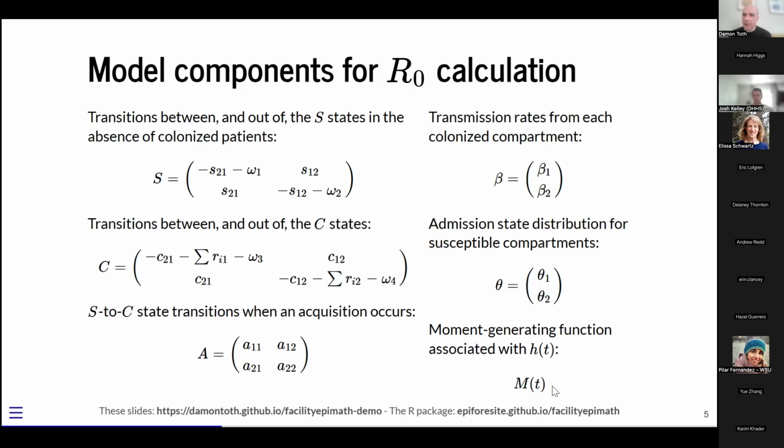And then we have this function, which I'll talk about more later. It's the moment generating function associated with that H of t discharge hazard function. M is the moment generating function of the distribution for which H is the hazard function, and it is needed for the R naught calculation.